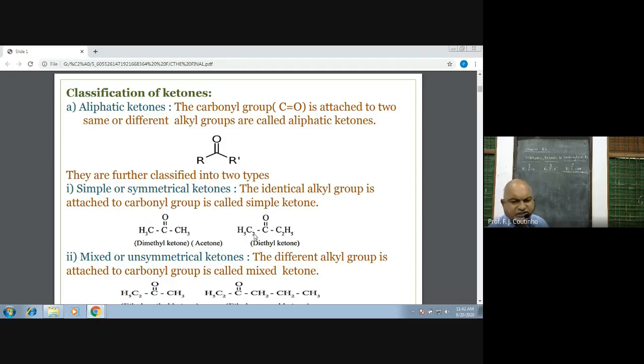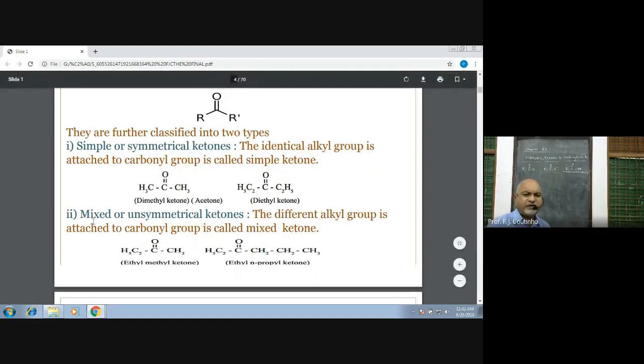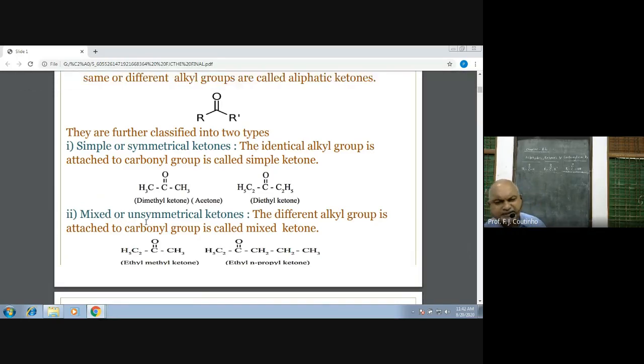The next classification of ketone under aliphatic ketones is mixed ketone. Mixed means two different alkyl groups. Mixed is also called unsymmetrical, which means not symmetric. So both the substituents are different. Different alkyl groups attached to the carbonyl group is called a mixed ketone. Here there are two substituents, one is methyl, one is ethyl. So we call it ethyl methyl ketone.